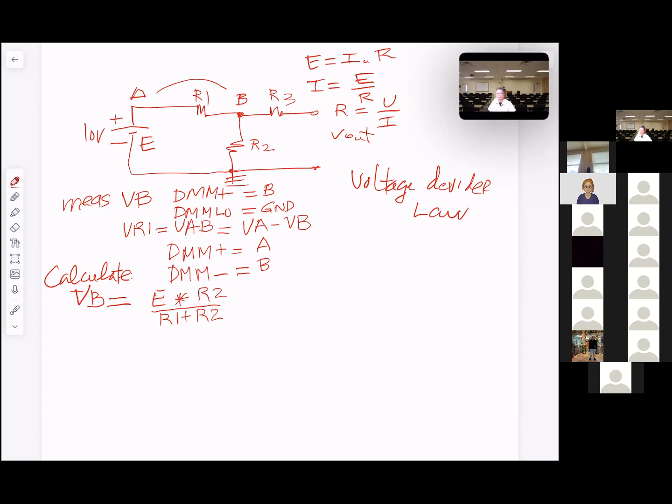When you're looking into the circuitry, you know whether it's a series circuit or a parallel circuit. In a series circuit, you get the extra voltage divider law. Okay, if you have any question, just bring it up.